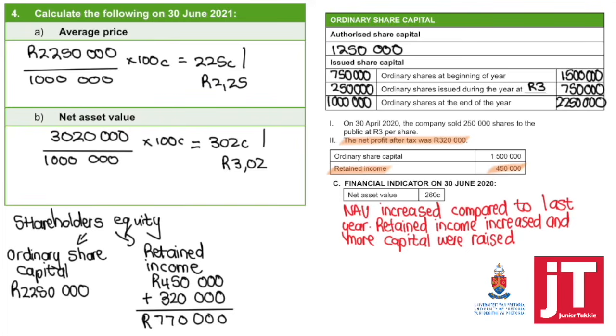If I now compare this to last year, what happened? The net asset value increased, and the reason for this is we've retained more funds, we have accumulated more funds, and we raised more capital.